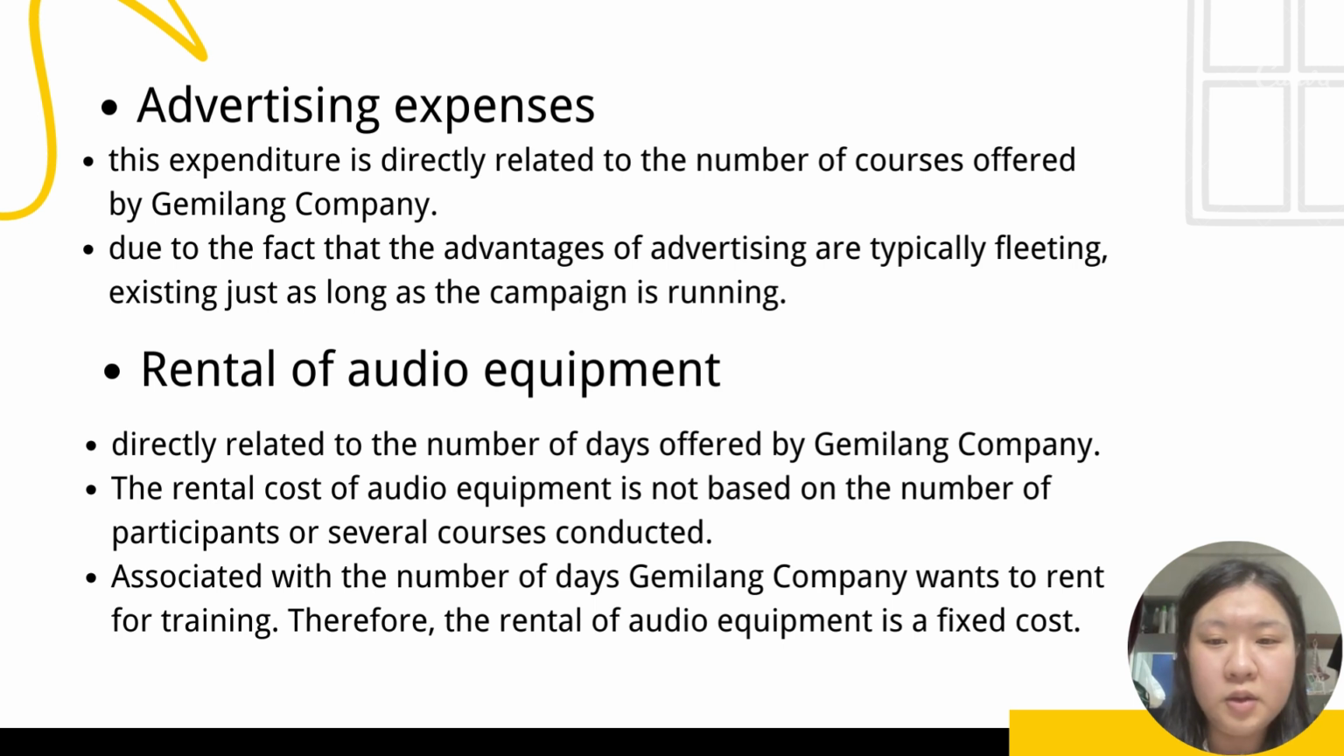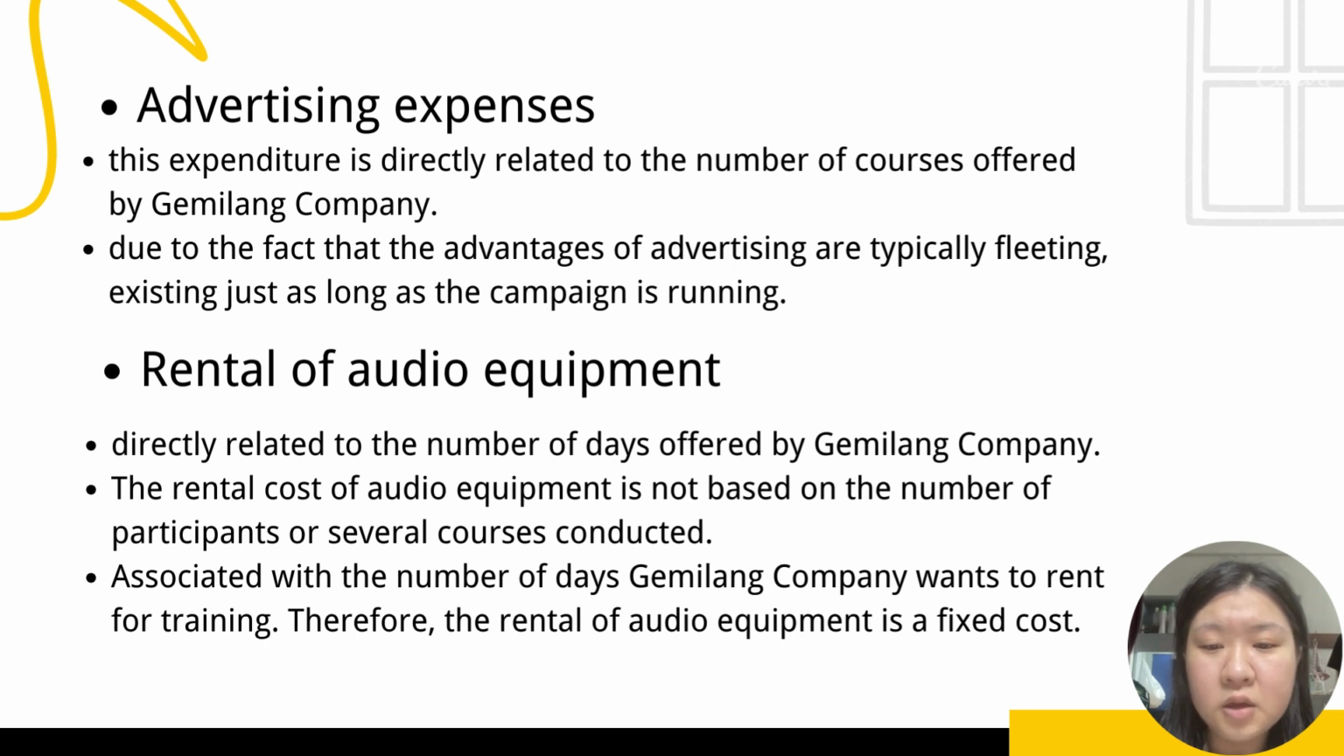In this slide, I will introduce the fixed costs in Gimilang. Advertising expenses: this expenditure is directly related to the number of courses offered by the Gimilang company, and advertising is typically fleeting, existing just as long as the company is running.